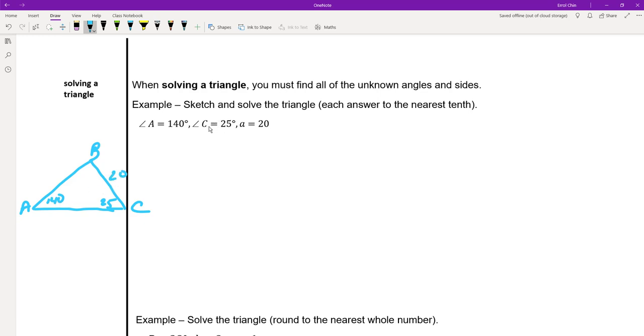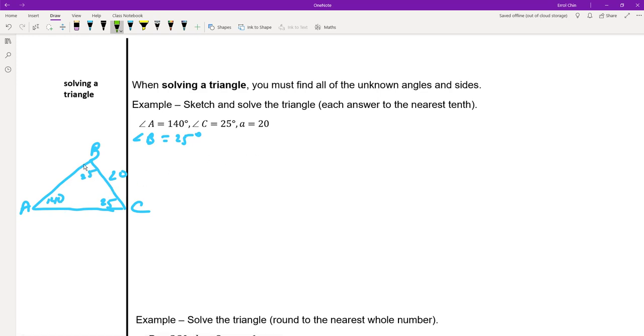Now, we actually know what angle B is, right? Because the sum of the angles in a triangle is 180. So that's 140, 25. That's 165. So angle B is 25 degrees. Now, the word solve means we need to find everything else. Okay? This is not SOHCAHTOA. We're not doing SOHCAHTOA. There's no 90s in here. So let's start off with the pair that we do know. We know 140 and 20.